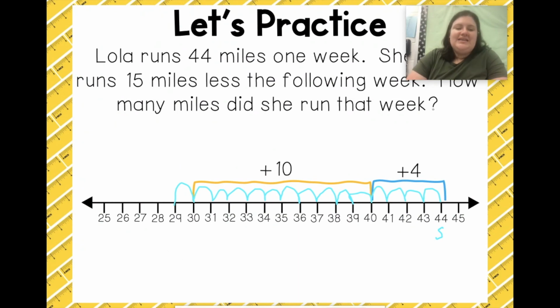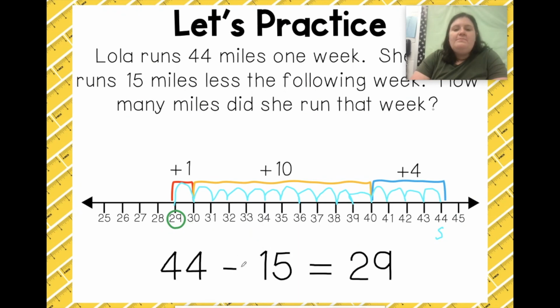And what number did I land at? It would be 29. So how many miles did Lola run that second week? That means she ran 29 miles. And again, the equation that would go with this problem would be this: 44 minus 15 equals 29. Though you see the plus sign right here, boys and girls, this is because I'm adding up my jumps. So I added 4 plus 10 plus 1 to show that I was jumping backwards by a total of 15.